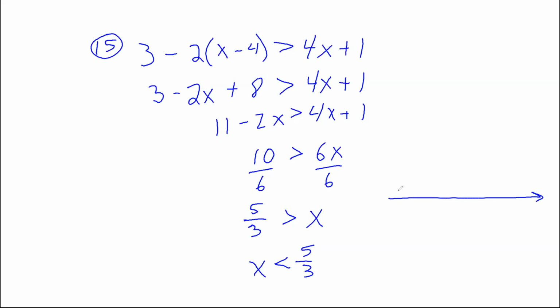Now we're going to have the graph, the number line. Here's 0. Here's 1. Here's 2. 5/3 is 1 2/3. So we're going to have an open circle here at 5/3. And it's less than, it goes to the left. The interval notation is going to go from negative infinity up to 5/3. If you want to use a decimal, that's fine. It does not include 5/3, so we use a parenthesis. These are the three answers for number 15.